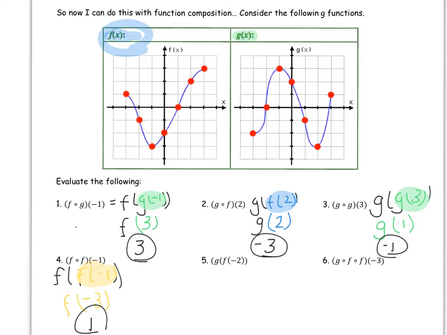Okay. Look at the next one, g of f of negative 2. So it's already in the nice notation. So I'm going to do f of negative 2 first. So negative 2, go to my graph, that's negative 1. So now I want g of negative 1. So negative 1 is 3.